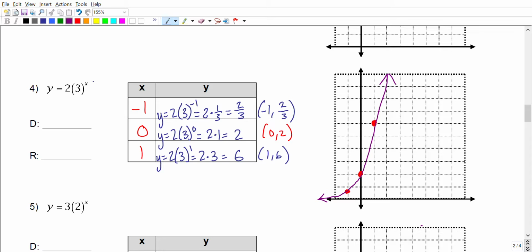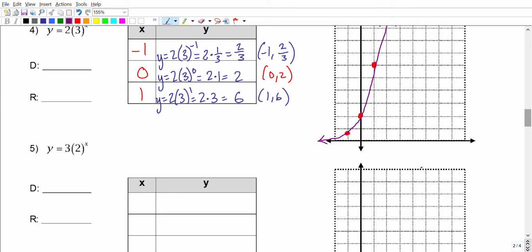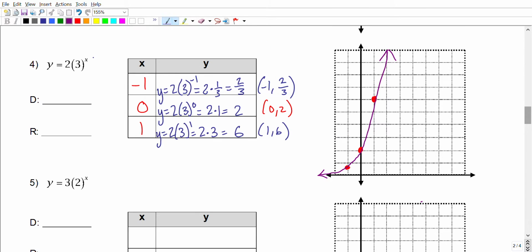Okay, so let's go ahead and see what we have for our domain. So again, domain for all exponential functions, what is it? X such that x is an element of the reals. Again, if you're not convinced, remember, there's no limit to how far left you're going to go, and there's no limit to how far right you're going to go. So there is no limit to how many numbers you're going to choose, so we have to do all real numbers.